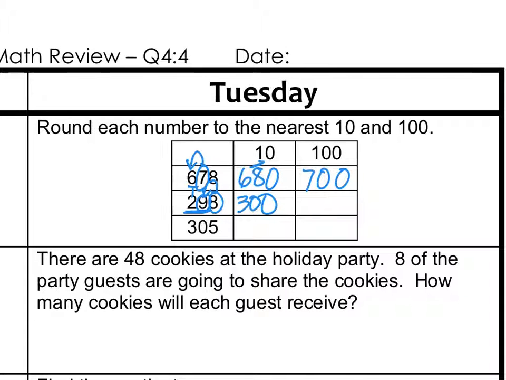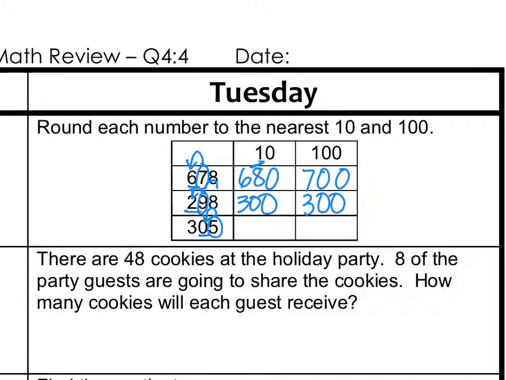All right, let me erase those markings. Now we're ready to underline the hundreds place. Circle the digit to the right. The 9 is high enough to bump that up to a 3. Everything else becomes zeros. So that was the same answer for both 10 and hundreds. All right, now moving on to the next one.